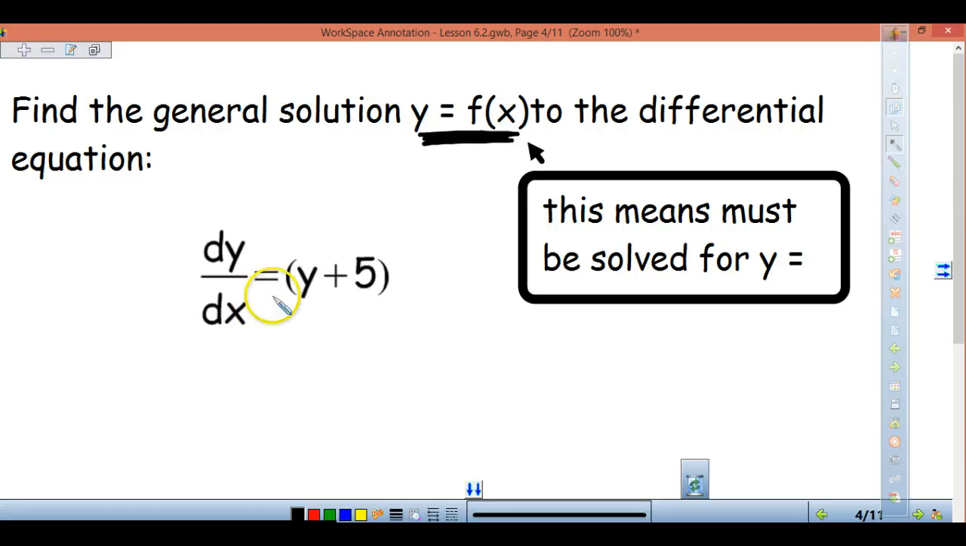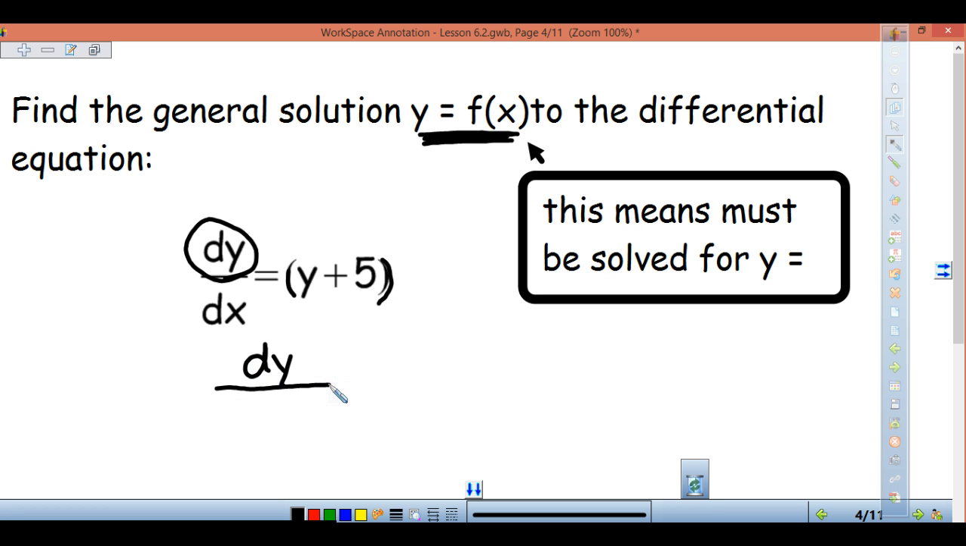So I see dy dx is equal to y plus 5. So taking a look at this and for separating variables, I see that there aren't any x's. So I need to keep y on this side since I have dy on top. So what I'm going to need to do with this, notice it's in parentheses, that might be helpful for seeing what to do with it.